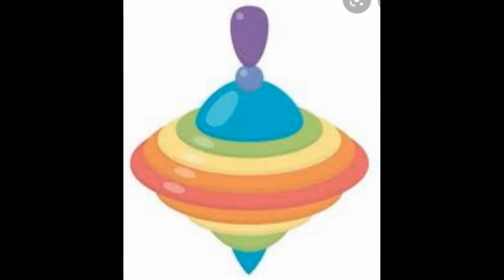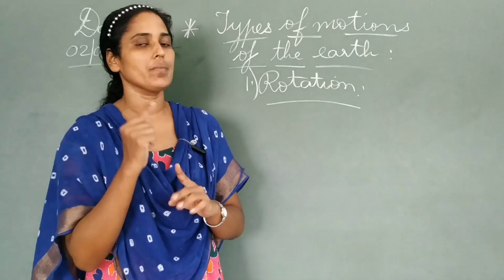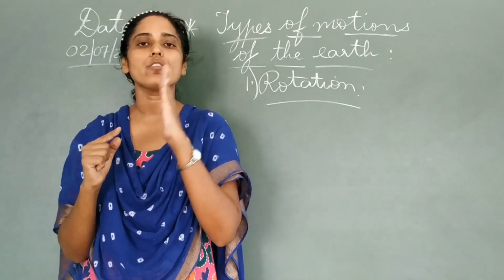Now students, you all must have seen a top. You all must have played with it in your childhood. A top rotates on a single point on its axis. That specific point on which the top is rotating, as soon as you touch it and spin it, it moves in a fast motion. That motion is called rotation. Rotation of the top. That same thing you have to imagine for the Earth.